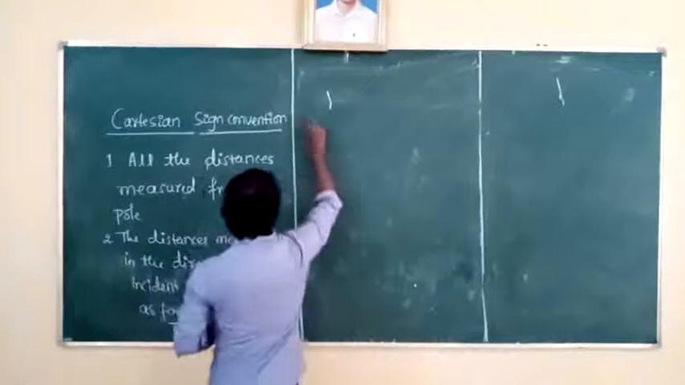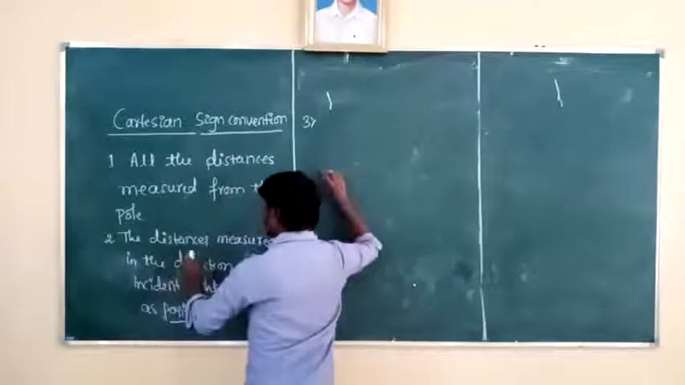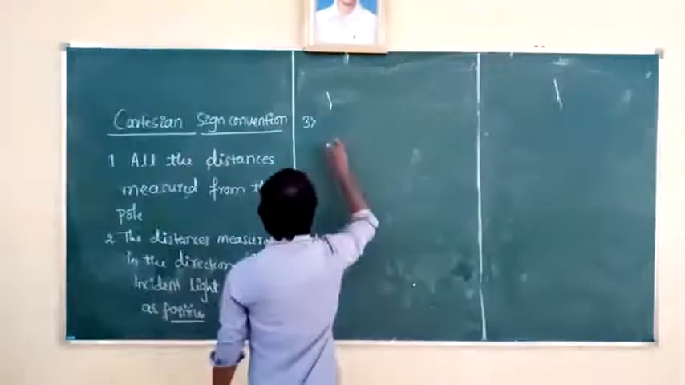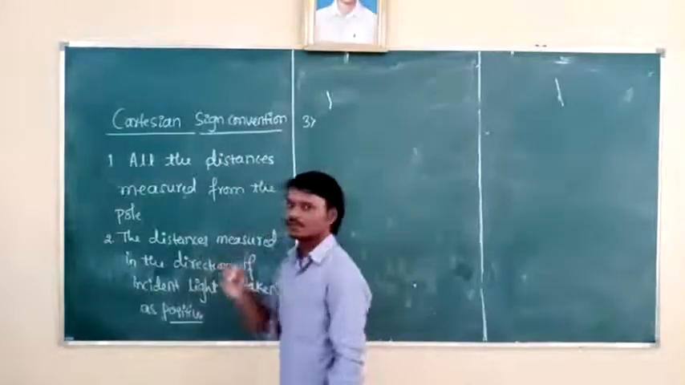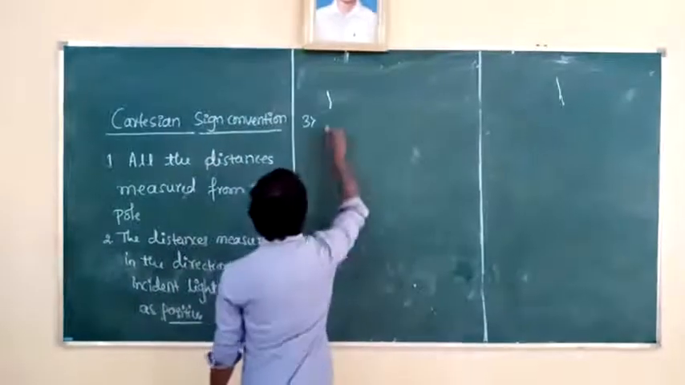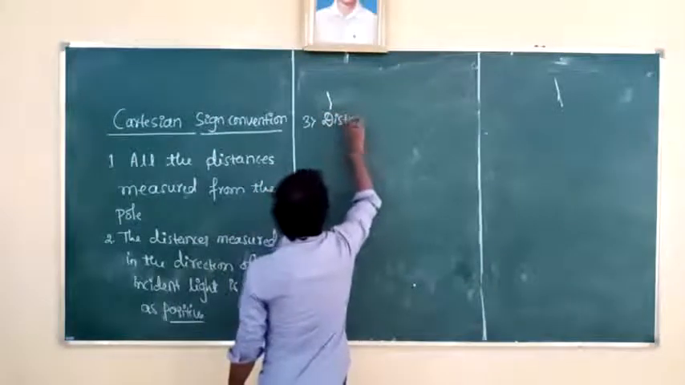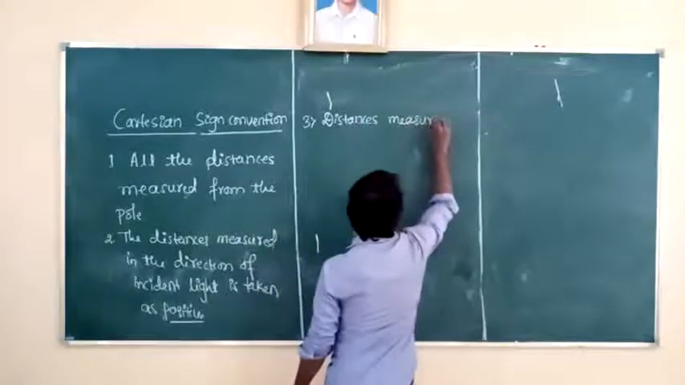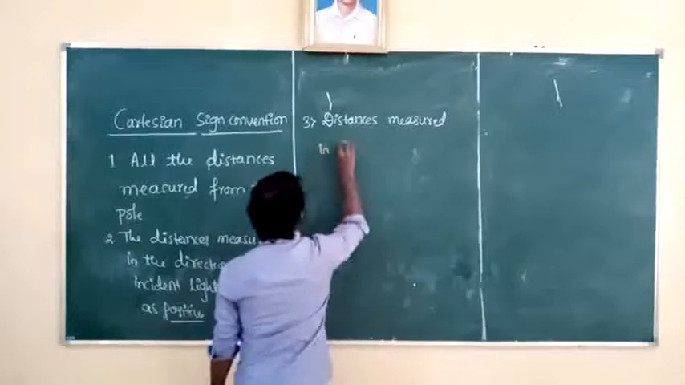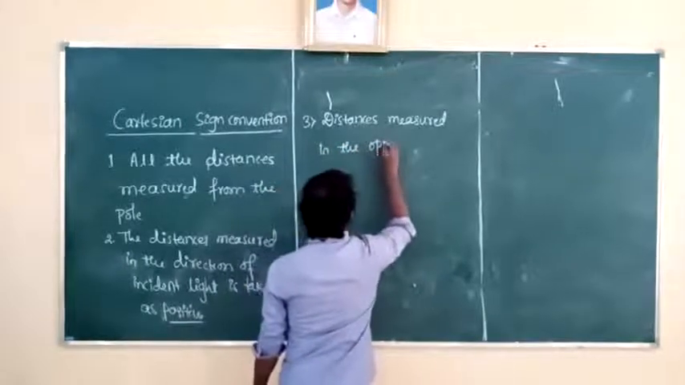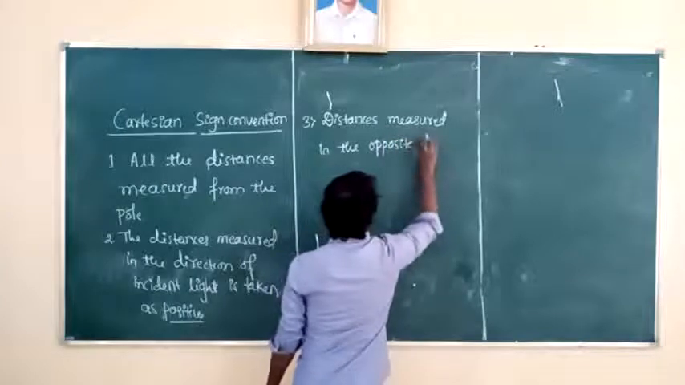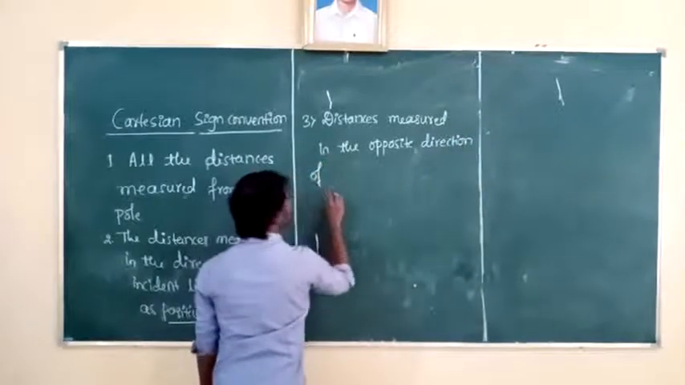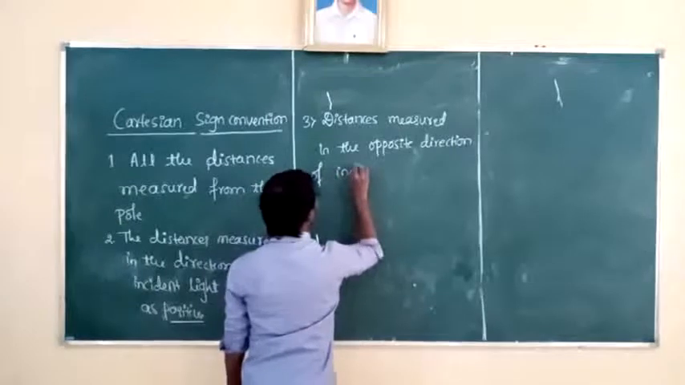Then what is the third sign convention here? The distances measured in the opposite direction of incident light are taken as negative. So let us discuss all these sign conventions using a diagram. Third one: distances measured in the opposite direction of incident light.